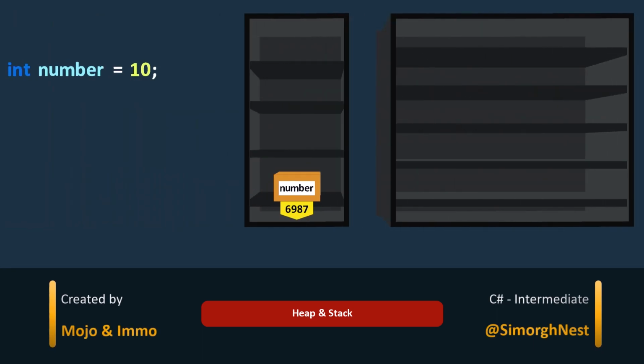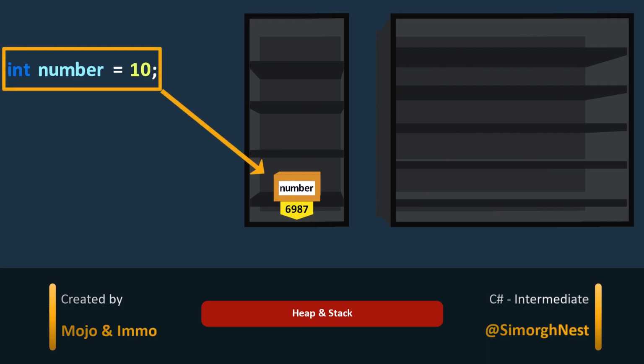Value types store the value of the variable directly in memory. For instance, when we assign the number 10 in a variable, memory allocates space for the variable and directly stores the value 10 in it.